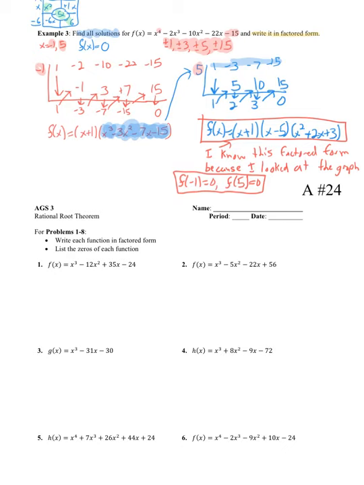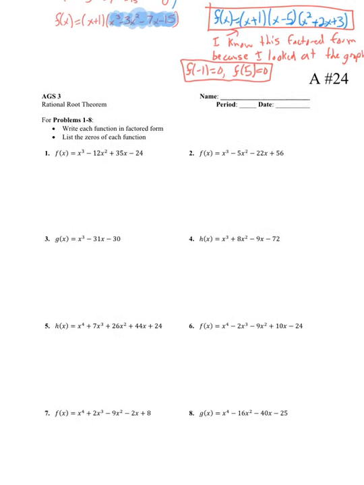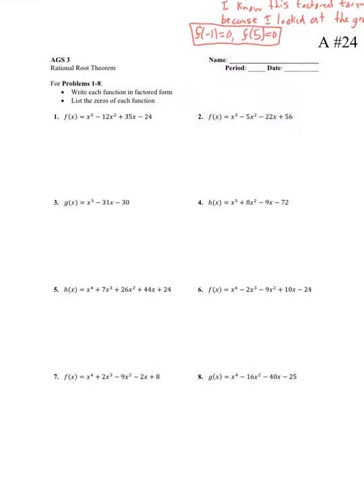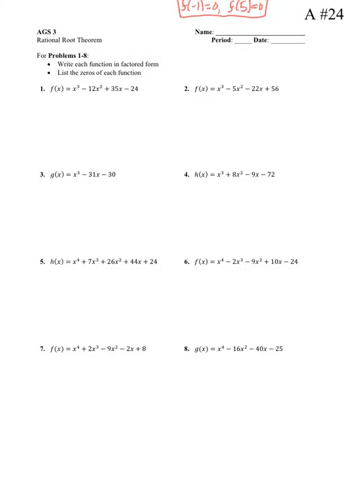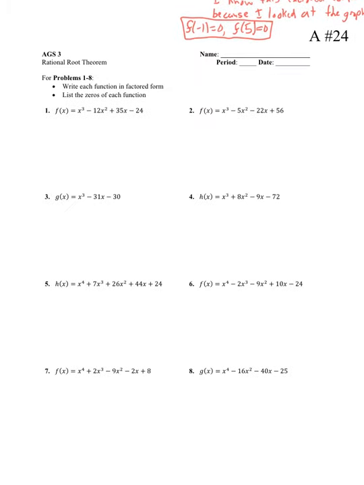For each problem, I want you to write each one in factored form. And I want you to list the zeros of each function. All right, so factored form and the zeros of each one. It's 8 problems on your assignment. We've got 20 minutes left in class, so that's plenty of time for you guys to get started on it right now and honestly make a pretty decent dent in it. All right, but if you have questions on anything, please let me know.